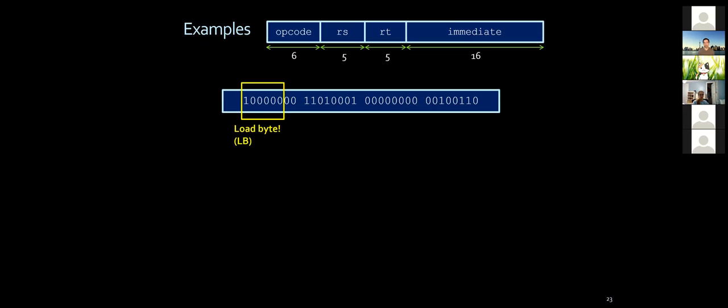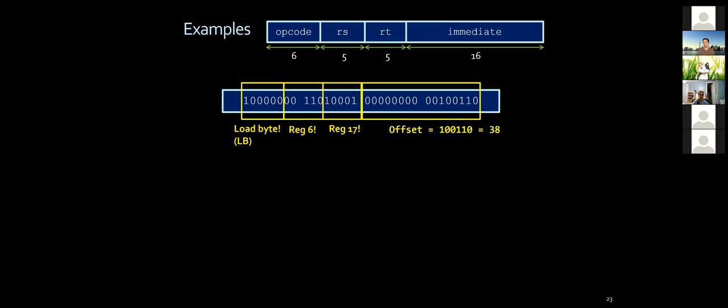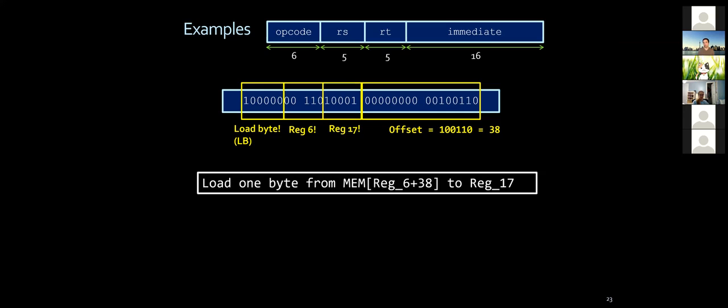So we had this instruction that starts with 1 and all zeros, and that's loading a byte. Then that's a constant, that's an address. So right now we use this immediate value as an offset, and we interpret this as an address, and this is 38. And that's register 6, and that's register 17 again. But the trick here is how we interpret them.